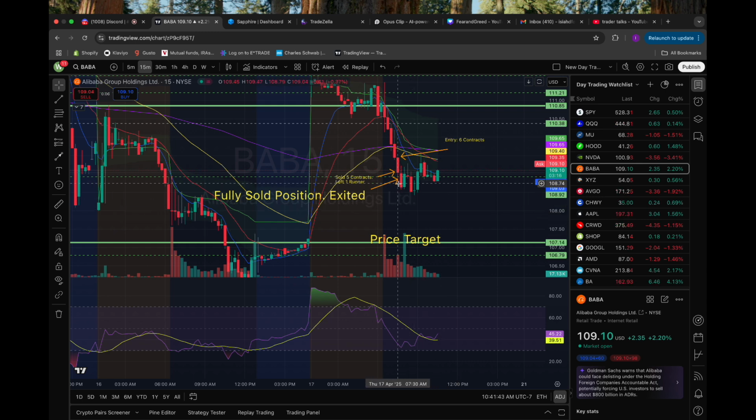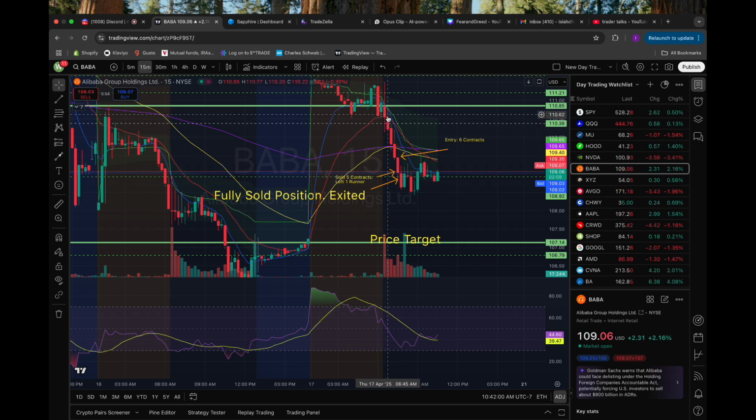Now, this is what I mean when I say a price target. You don't want to do this on every single trade. You want to know what trades have nice price targets, and then you want to size accordingly and start peeling off your trades at different prices. I mean, at different levels.